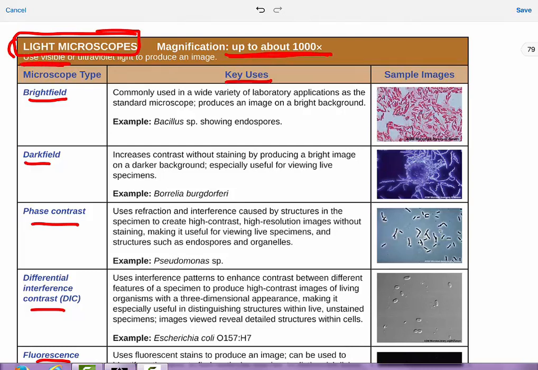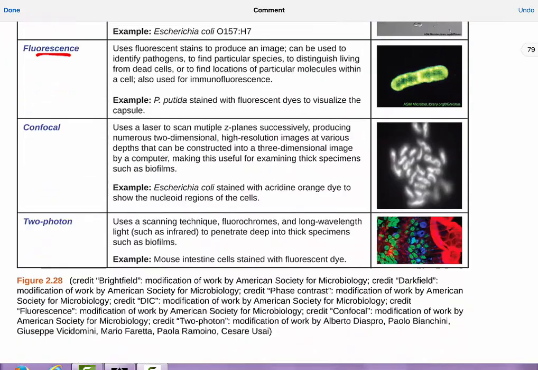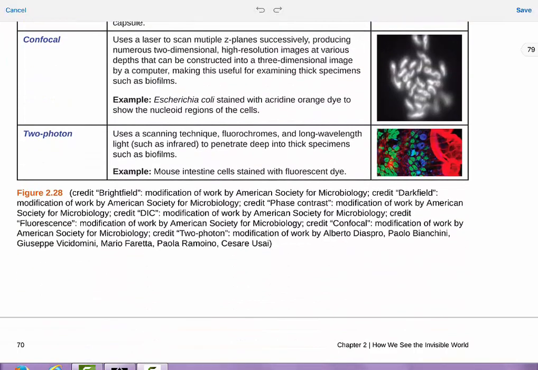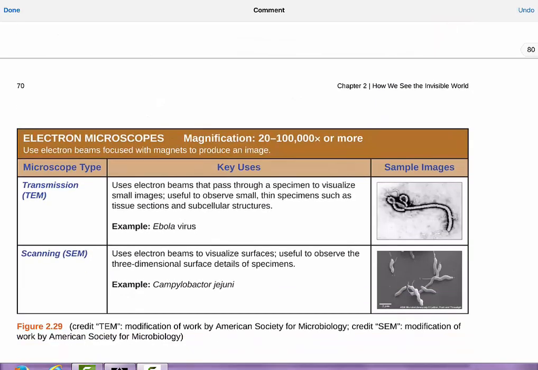So this is what a light microscope is, using visible or ultraviolet light to produce an image. The different types, so bright field, dark field, phase contrast, etc. The uses of these different types, and then some sample images. What kind of image we are getting back, okay? And then as we move along, it keeps going. All of the other ones we've talked about, more light microscopes, you should know all of these.